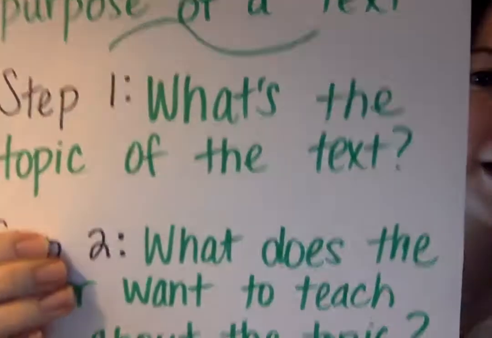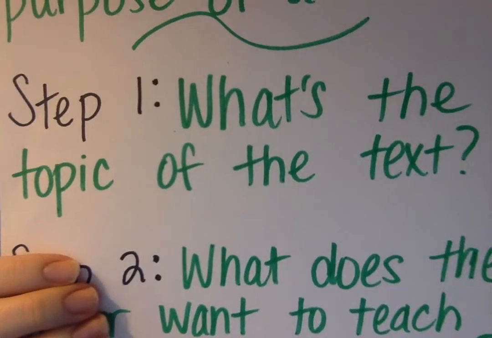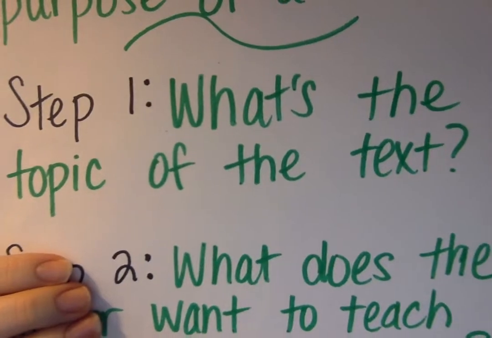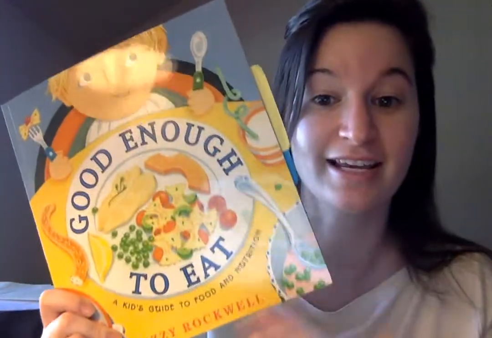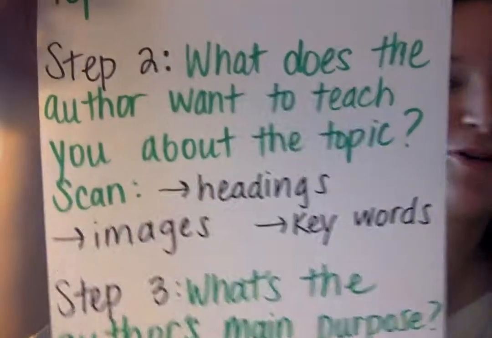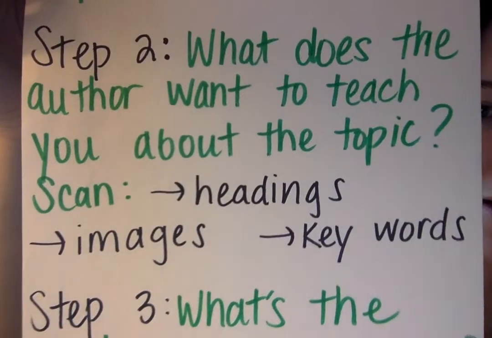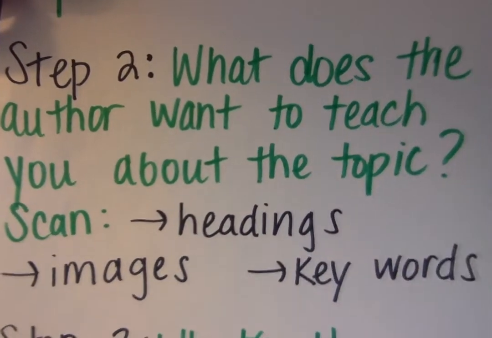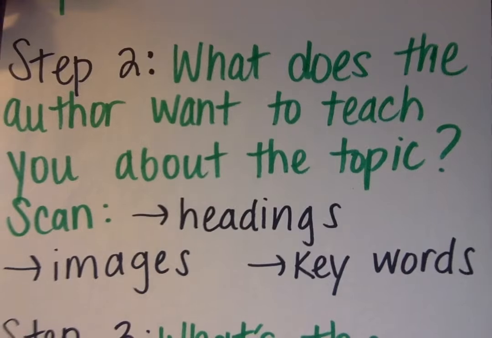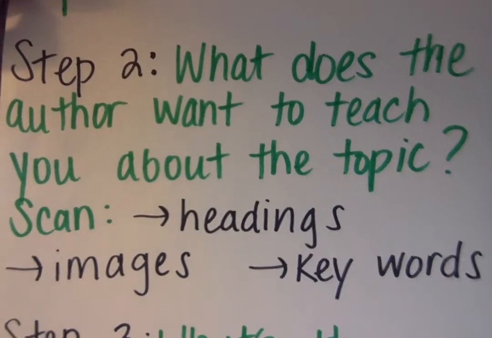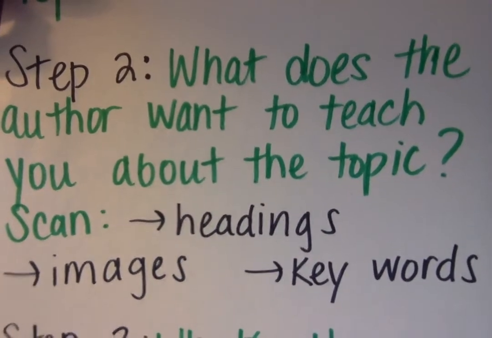All right, moving into our steps. Step 1, what's the topic of the text? So looking at this text, I know we've read this for so many days now. I know the main topic of the entire text is diet and nutrition and eating healthy. Moving into step 2, what does the author want to teach you about the topic? Scan headings, images, keywords. And remember, friends, keywords are important words that the author is pointing out in the text.